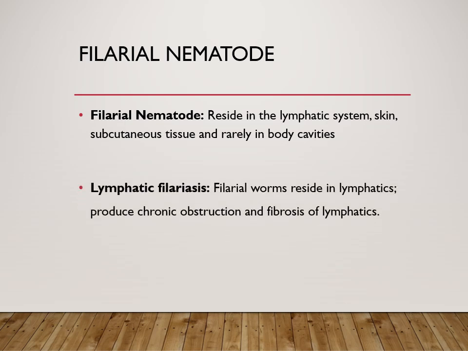So lymphatic filariasis mainly affects the lymphatics, and in the long term, if this infection persists, it can cause a complication that is due to chronic obstruction and fibrosis of the lymphatics. The causative agents for lymphatic filariasis are Wuchereria bancrofti, Brugia malayi and Brugia timori. Wuchereria bancrofti is the main pathogen, responsible in more than 90% of the cases, and we can also say that if it's Wuchereria bancrofti, it is Bancroftian filariasis.